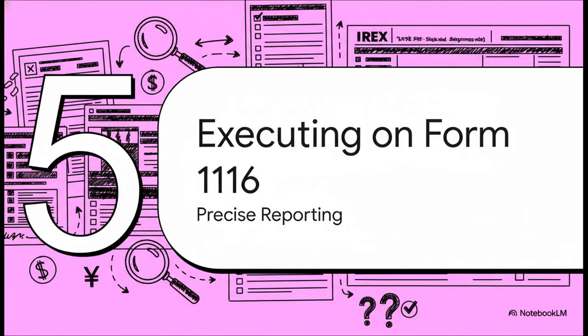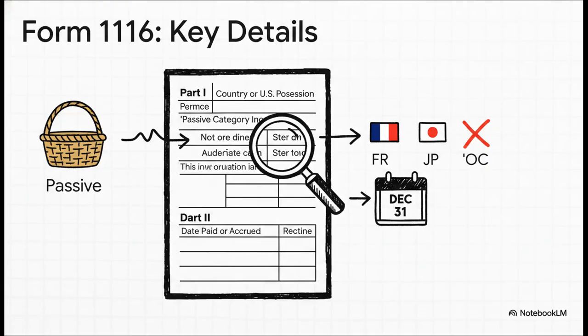Okay, we've done the hard work. We have our gross income and we have our foreign tax paid, both neatly converted into US dollars. Now it's time to put it all on Form 1116. And trust me, you want to be precise here. This is not the place for sloppy work. So in Form 1116, there are 3 things to lock in.